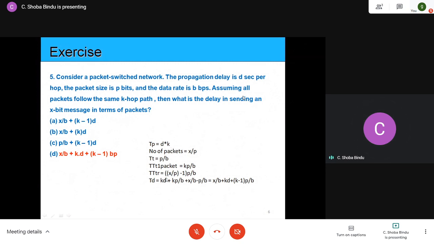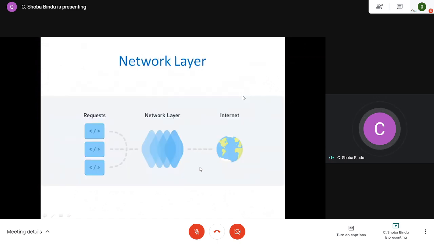Here you can see you have x by p packets. So for the first packet to reach the destination, it takes this time: kp by b plus dk. So this is the time it takes for the first packet to reach the destination. And the remaining packets will reach the destination one after the other, after p by b. So for the remaining packets to reach, this will be n minus 1 into p by b. So this is how you are going to calculate the delay.